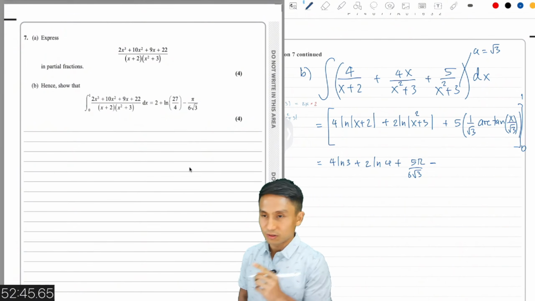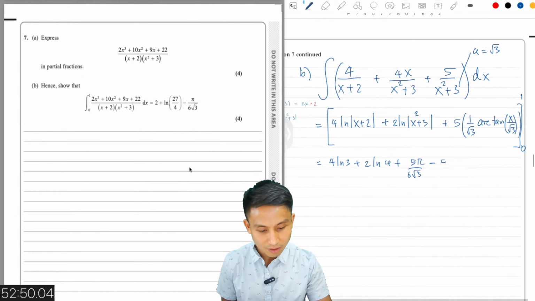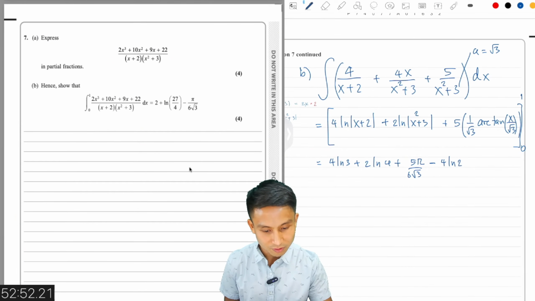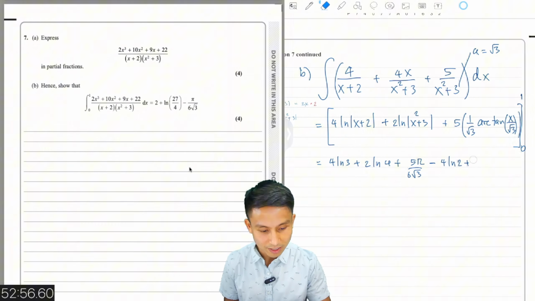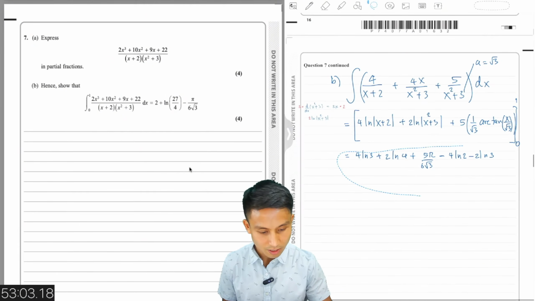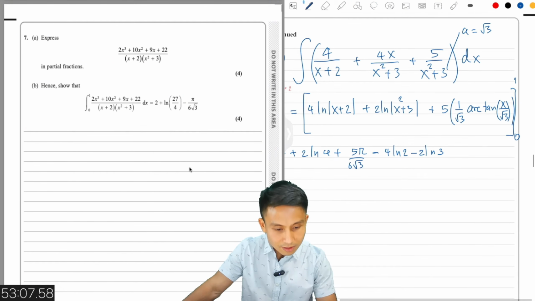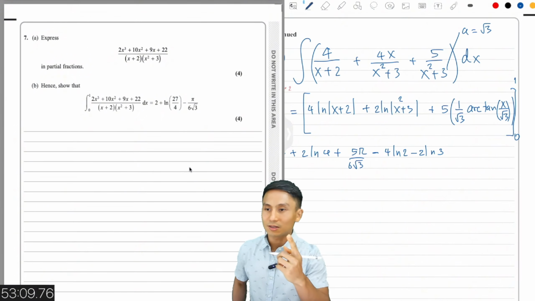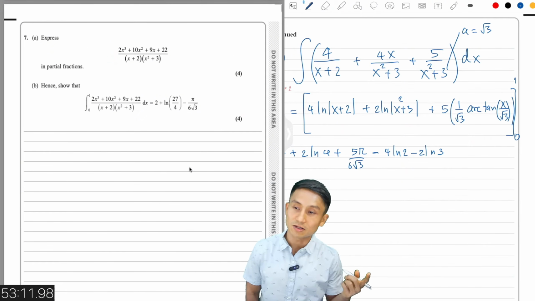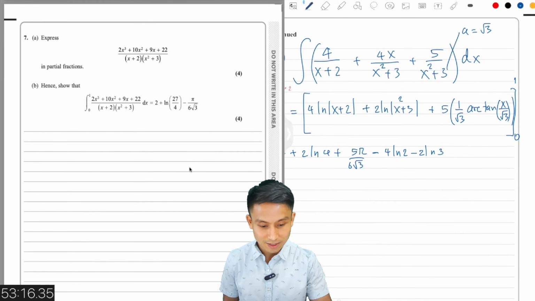Now, for the lower limit substituted in, we get minus 4 ln 2 there for the first one, plus 2 ln, wait, hang on, it should be minus because now I expand the minus sign, minus 2 ln 3. And then the last term, if you plug 0 into the x, you get arctan 0. Arctan 0 is 0, so everything vanishes there. So this is it.